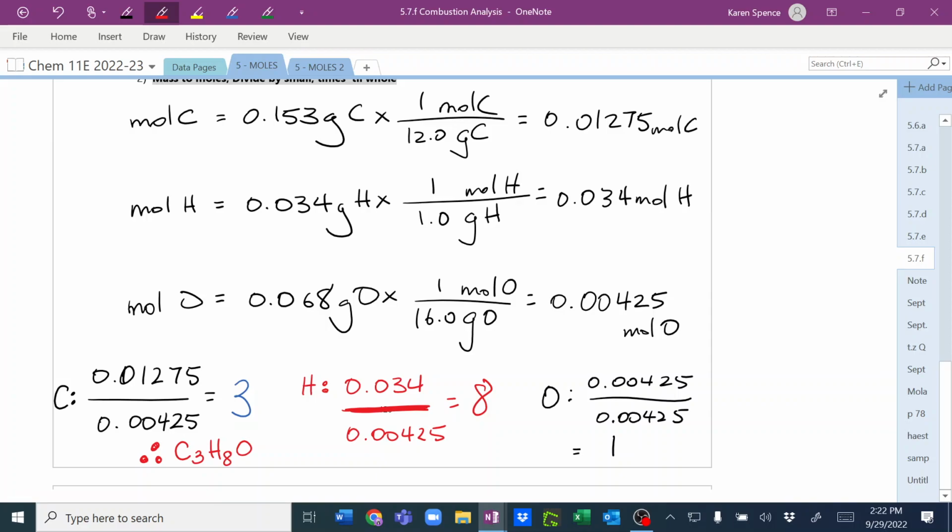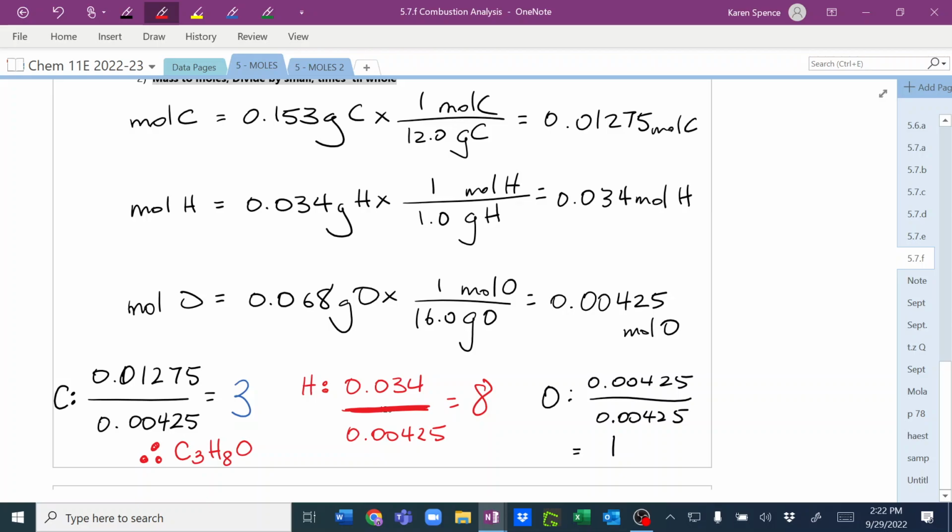Because we're finding the empirical formula, it doesn't matter. You can just give it in the simplest way possible. If you wanted to write it as C3H7OH, you could, and it would not be wrong. But this is simple enough.